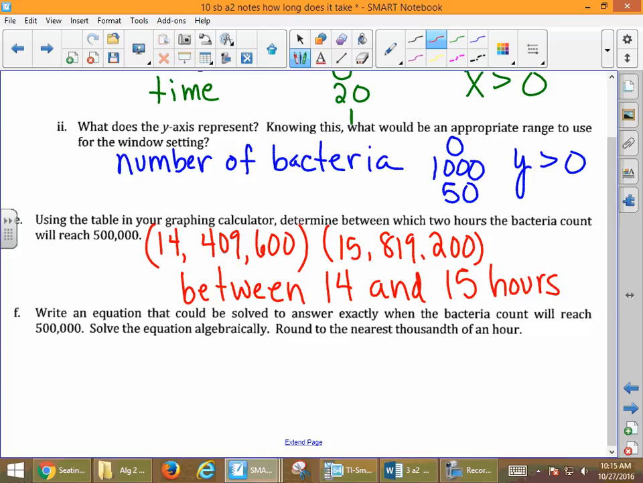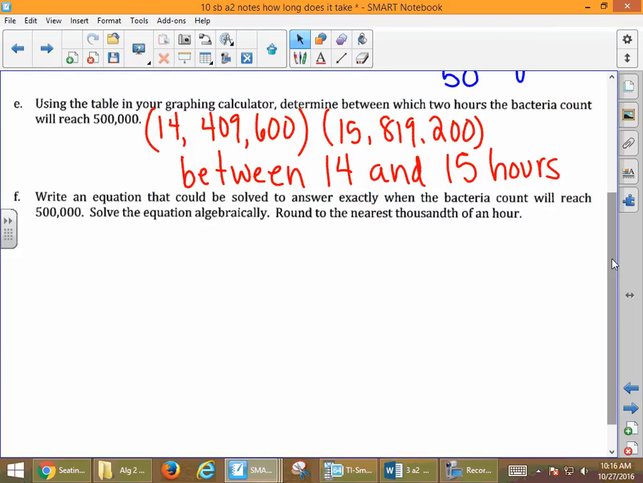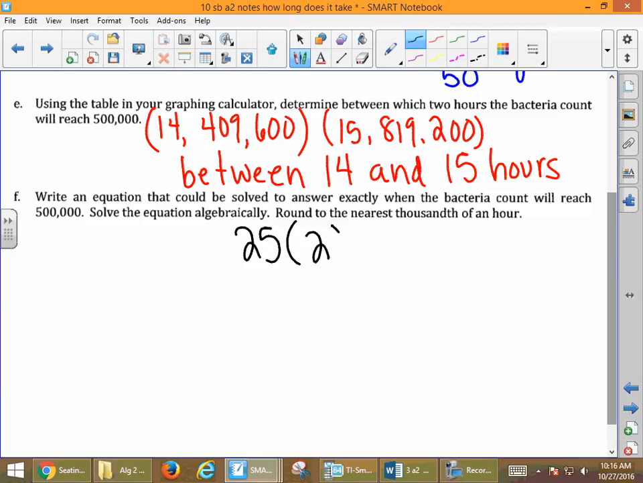But typically, we don't want to know between. We want to know exactly when we get there. So that's what we're going to finish with on this problem here, is write an equation that can be solved to answer exactly the bacteria count. And remember what we started with. We started with 25 times 2 to the t. Well, now what we want to know is, when will that equal 500,000?